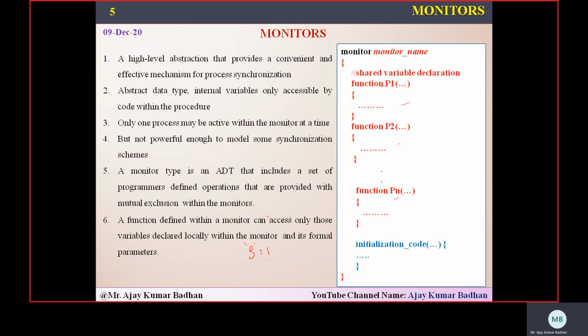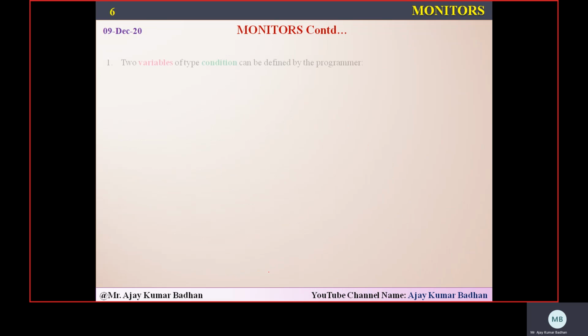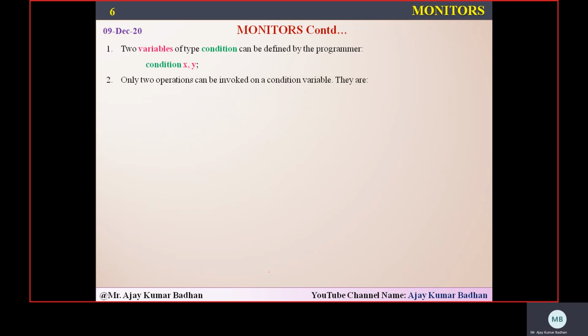This is initialized to 1, right? Same way here also, these people are actually defining monitors' condition variables. Two variables they are declaring, x comma y. So x is one variable, y is another variable, that I'll show you in the preview in the next slide. The two variables of type condition will be defined by the programmers: condition x, y.